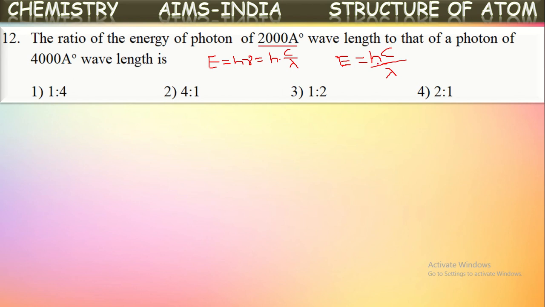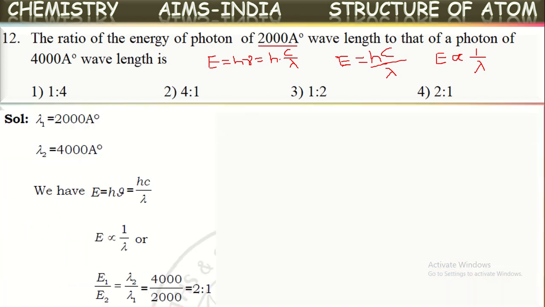That is by taking the relation between the energy and lambda. So from this we can say h is a constant, c is also a constant. Okay, by removing these two, what do we get? Energy is directly proportional to 1 by lambda. By taking the relation, we can find out the ratio of energies directly. See the solution. So lambda values are given. Wavelength of the first photon is this, wavelength of the second photon, both are given.